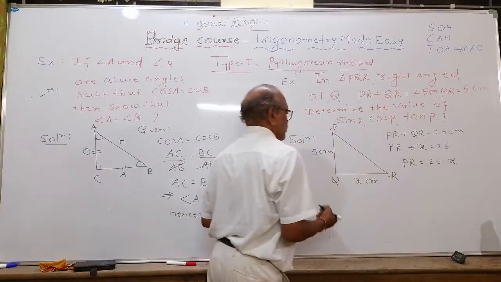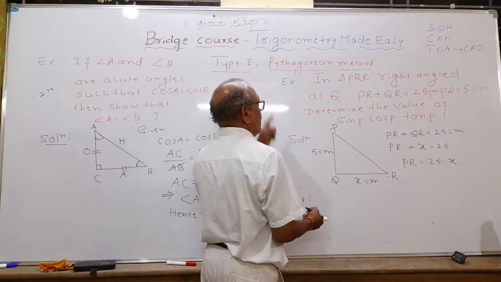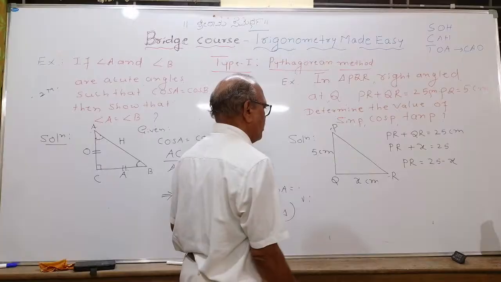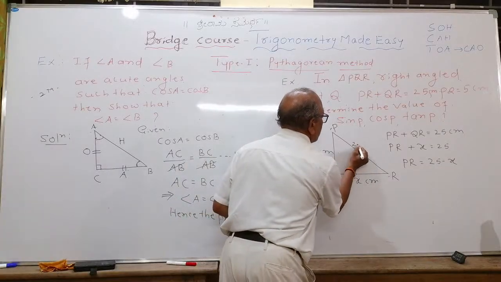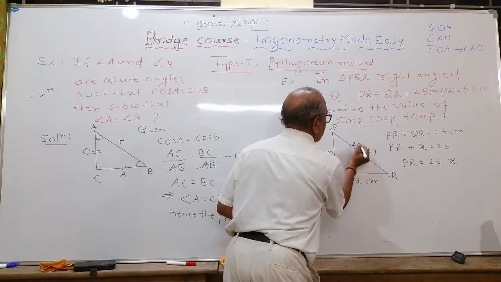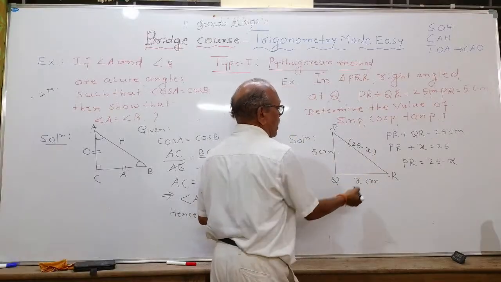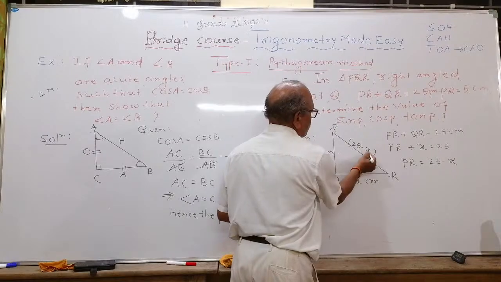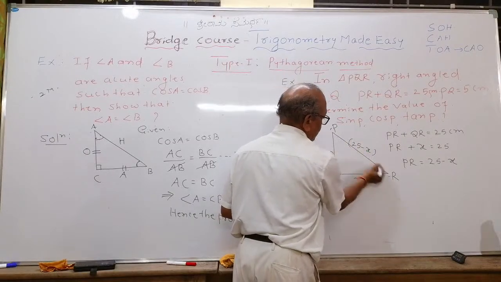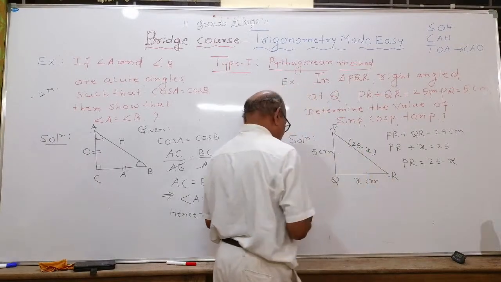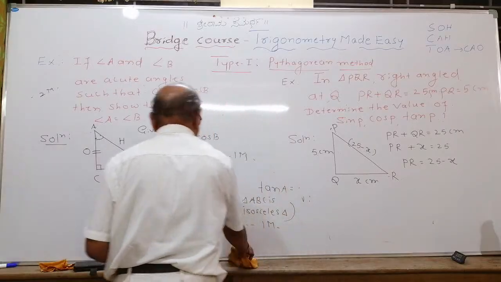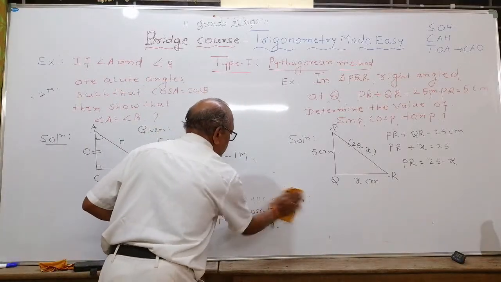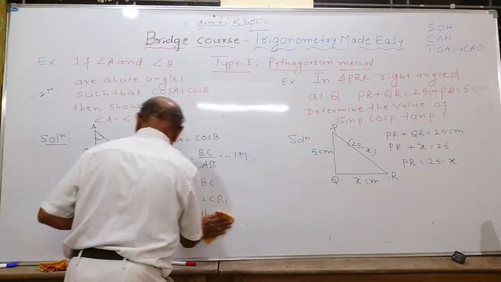Now you apply the Pythagoras theorem. Again the problem on Pythagoras theorem only. PR is 25 minus X. Now by using Pythagoras theorem, can you get X? Once you get X, you can get QR. Once you get X, subtract that X from 25 to get PR, that is the hint. You try now. Try to get the X value. Don't look at the board. I will give you 1 or 2 minutes. You try.